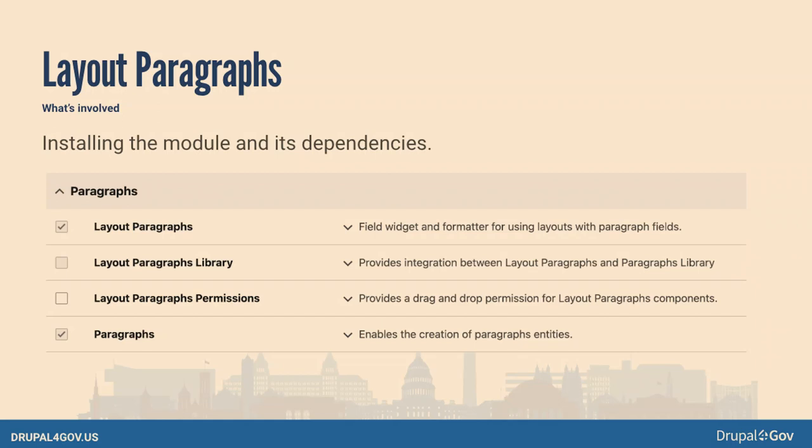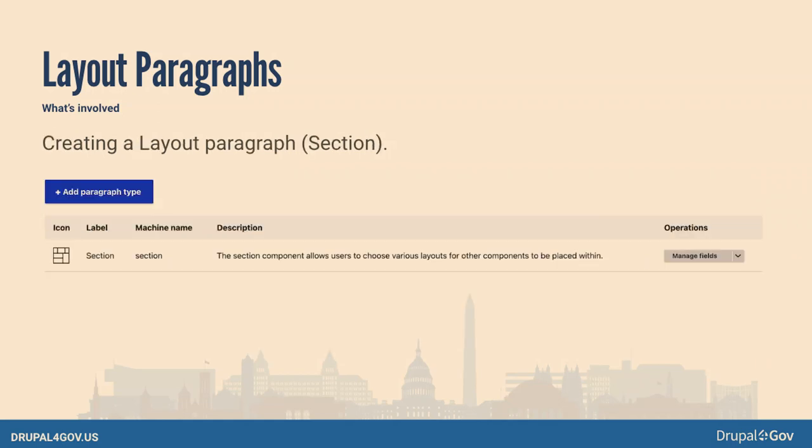So it's just like any other module, okay? Layout Paragraphs has a dependency on Paragraphs. Paragraphs has a dependency on Entity Reference Revisions, but simply by installing Layout Paragraphs, you will get all the other dependencies and submodules that need to go with it. So it's these two that you need to install: Layout Paragraphs and Paragraphs. And then when I think about the first thing you need to create, you're only really creating one layout paragraph. That's it. That's how simple it is.